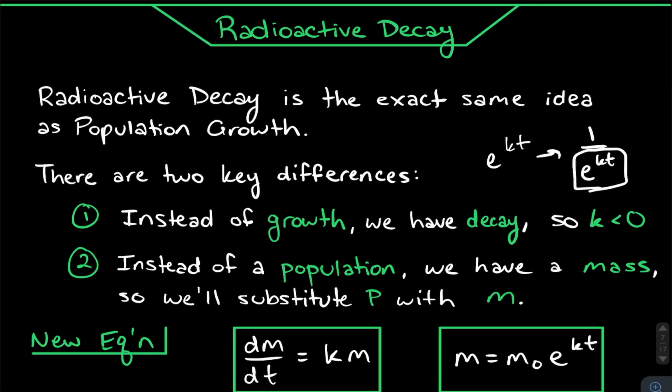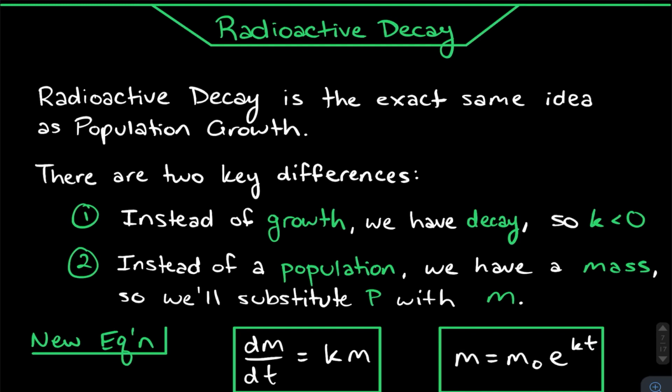As time increases, the denominator is getting bigger and bigger and bigger, so this entire thing would get smaller and smaller and smaller, right? So now you have a smaller and smaller number being multiplied by your initial mass, and so your initial mass keeps decreasing and decreasing. And that gives you your final mass. So that's the idea with decay, okay?